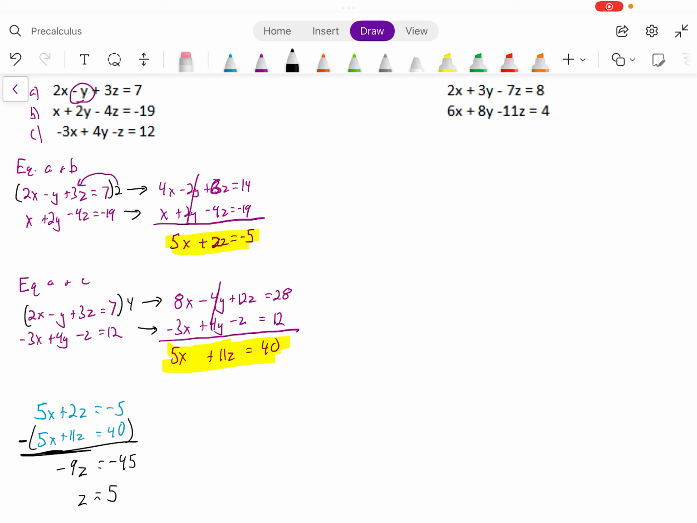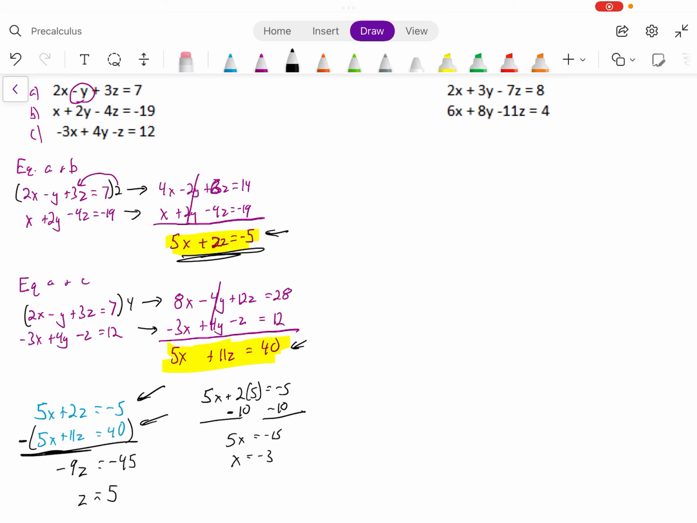Now let's take that and plug it into one of these two equations, which is really these highlighted ones as well. Doesn't really matter which one. Let's put it in the first one, this one here. So we have 5x plus 2z, we just found z was equal to 5, is equal to negative 5. We'll go ahead and subtract 10 from both sides because 2 times 5 is 10. And we have 5x equals negative 15, which means x equals negative 3.